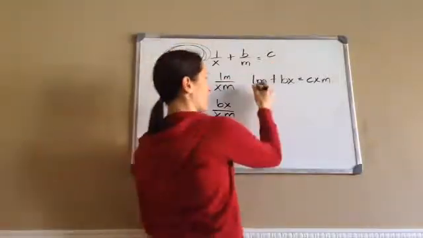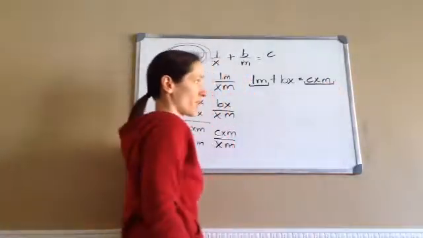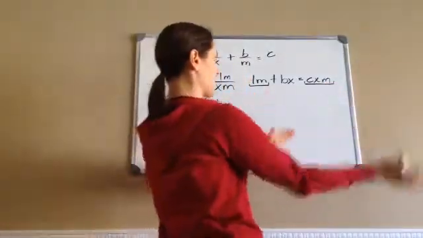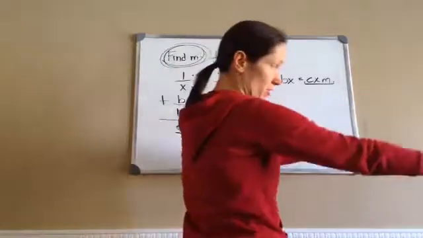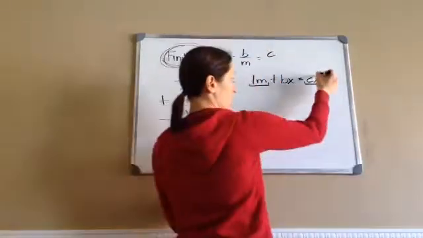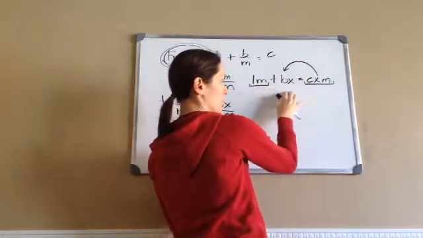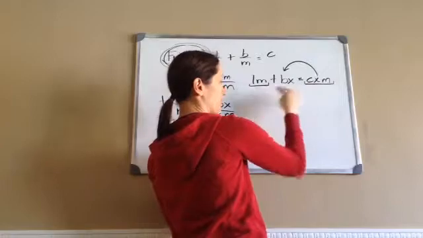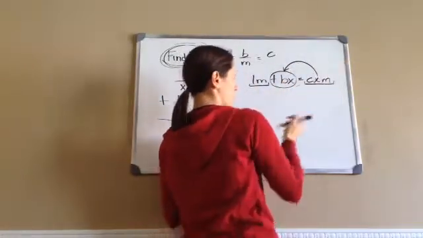Okay, so we know that this part has an m, and this part has an m. So basically what you want to do is get all your m equations on one side and everything else on the other. So I'm actually going to move this over here, so that all the m parts will be on the same side. And then this plus bx, I'm going to move over here. Okay? So that's how I'm going to do it.